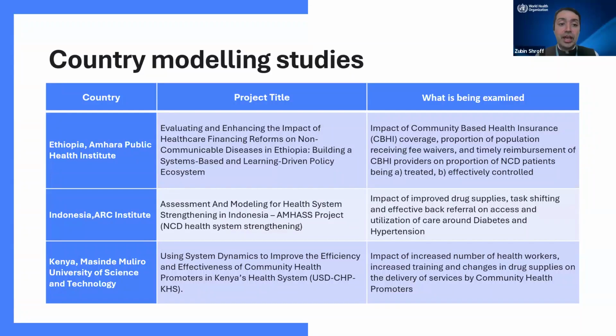Using a cascade modeling approach. And in Kenya, the work looks at the community health promoters, paid community health providers, and how shifts in supplies, workforce numbers, and training can influence their ability to provide packages of services. And we're using a diverse range of approaches. Two of these use systems dynamics modeling, which we're also going to see another example of today. And the other study in Indonesia looks at a cascade model approach to answer this question.